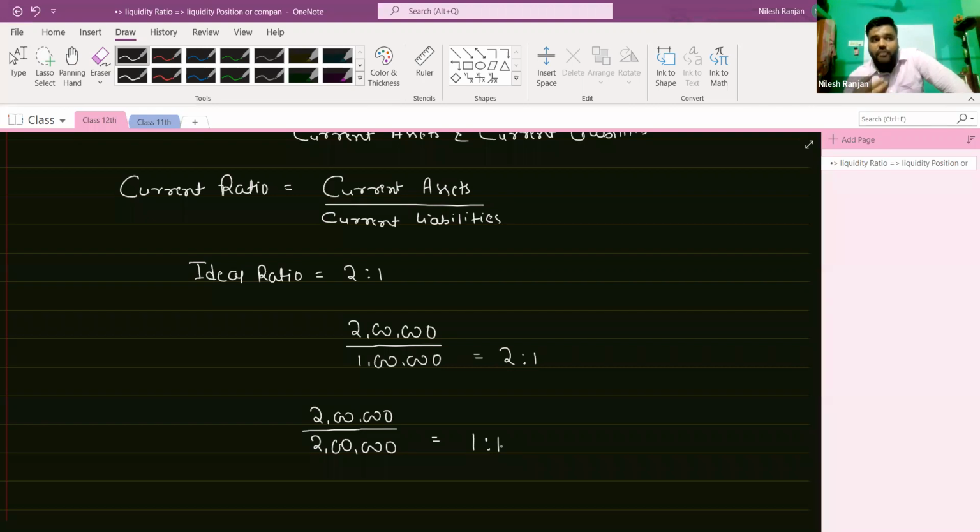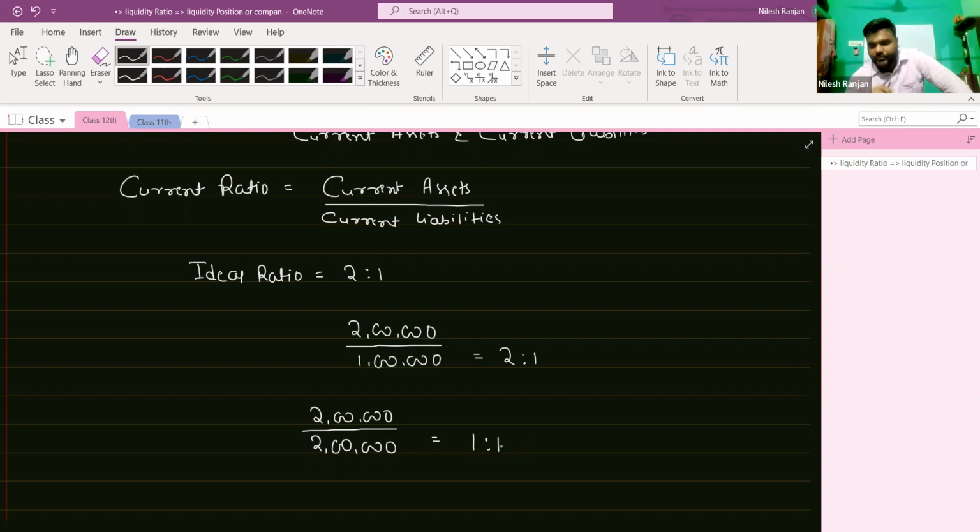It is default in payment of liability. So now that creditor will not give us any extra credit. Yes or no? So it will be bad reputation for us.